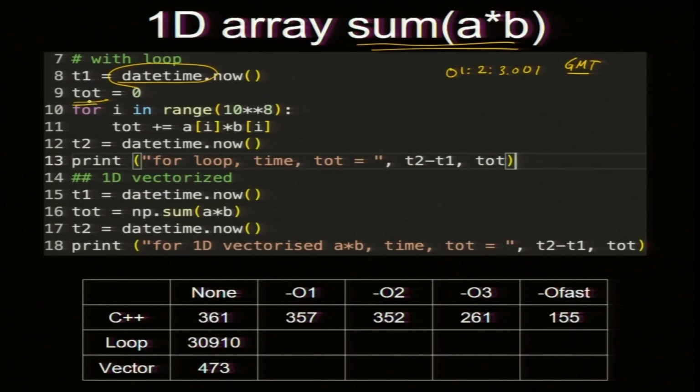I am doing the sum, and it is just in a loop. The first part is with the loop, which is i in range 1 to 10 power 8. Okay. So, this is a function. I hope everybody knows Python. Okay. So, this is a loop for 0 to 10 power 8 minus 1.